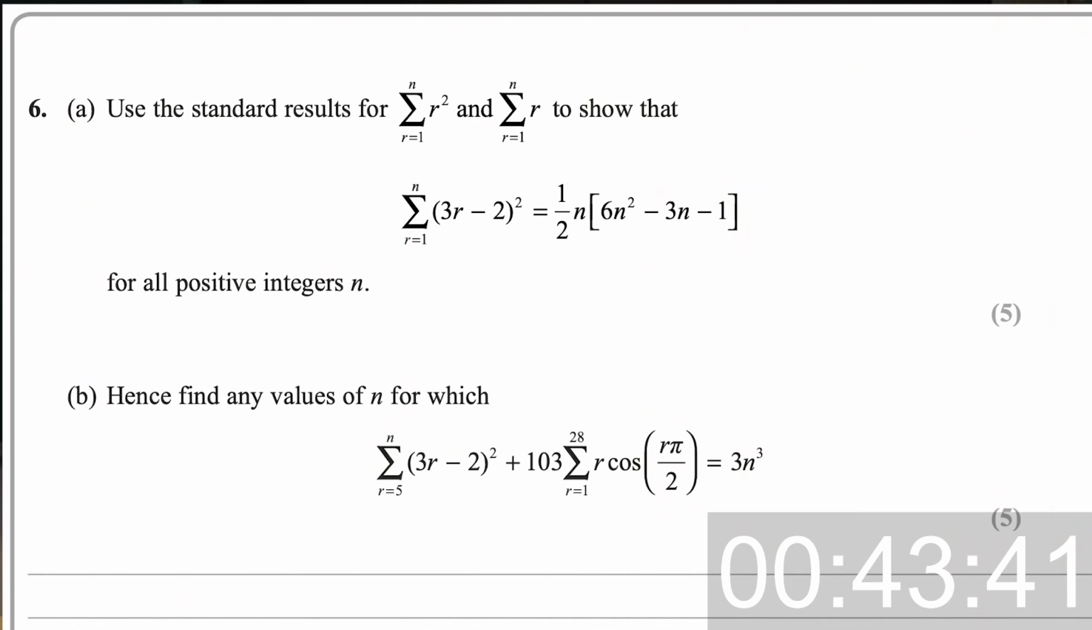Okay, hence find any values of n for which this is an equation. The sum from, oh, it's not, the sum from r equals 5 to n. So I'm going to have to subtract some of the earlier terms from this. Plus 103 times... Oh, God. All right, there's a lot going on here. I'm going to need a new page. So let's look at this.